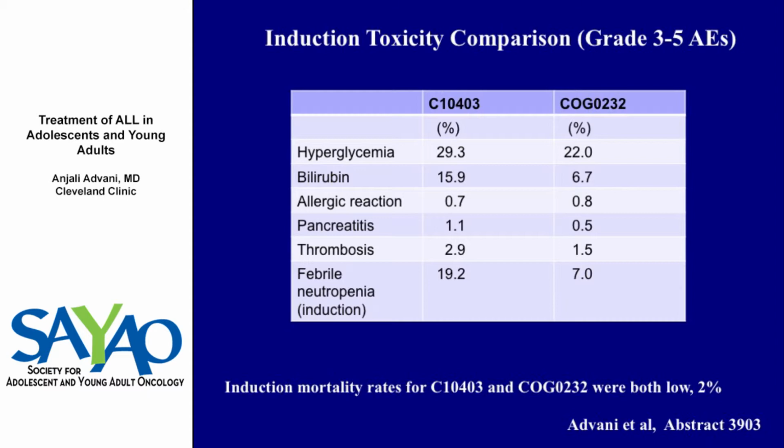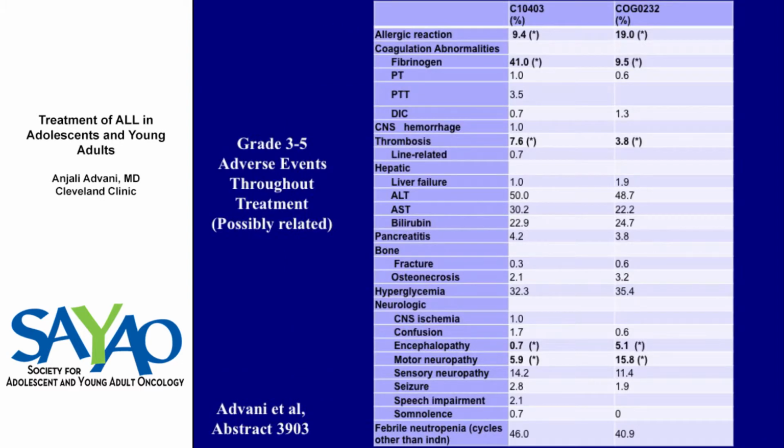And so there was a higher incidence of hyperglycemia by a little bit, so 29% versus 22%. There was a higher incidence of bilirubin, which I think most people would expect, and I think we talked about that a little bit yesterday. And there was a higher incidence of febrile neutropenia during induction. But if you look at the incidence of thrombosis, maybe slightly higher, pancreatitis, again, maybe slightly higher, an allergic reaction during induction. We'll talk a little bit about during the subsequent cycles was different, but during induction there was no significant difference. And so then the question is, how about the adverse events throughout the course of treatment?